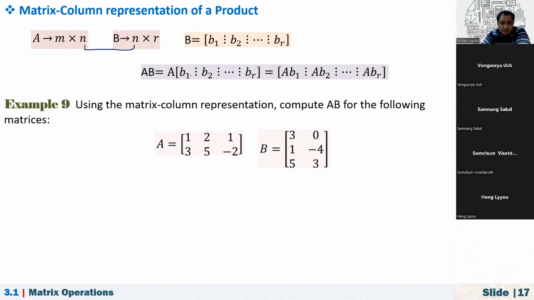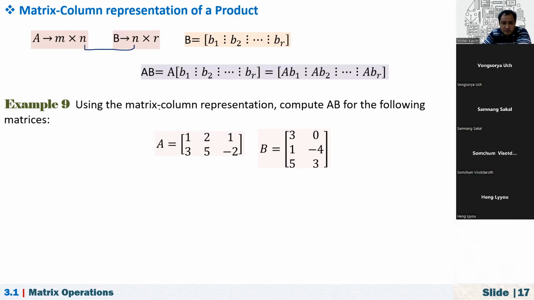The first column, let me just label this B1, the second column B2, and B3, B4, B5, dot, dot, dot, BR. It has R columns. And we are multiplying this by A. So what will be the result? The result will be A times B1, A times B2, A times BR. These are not the numbers.